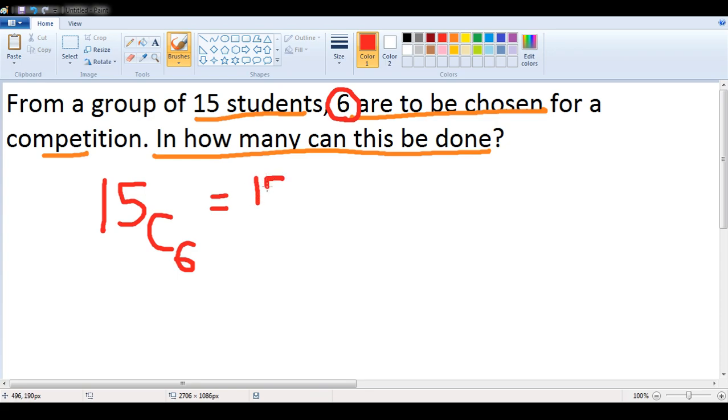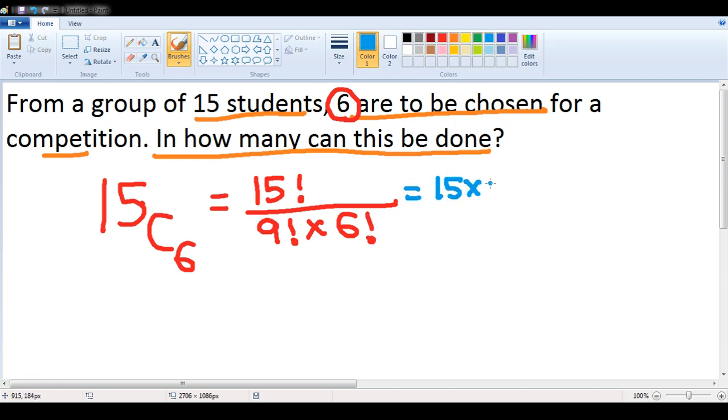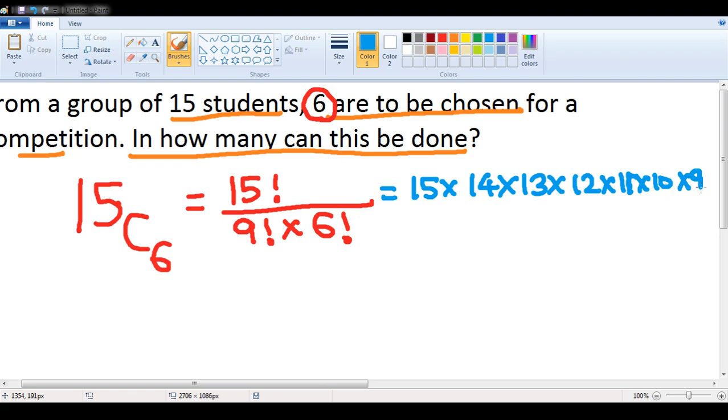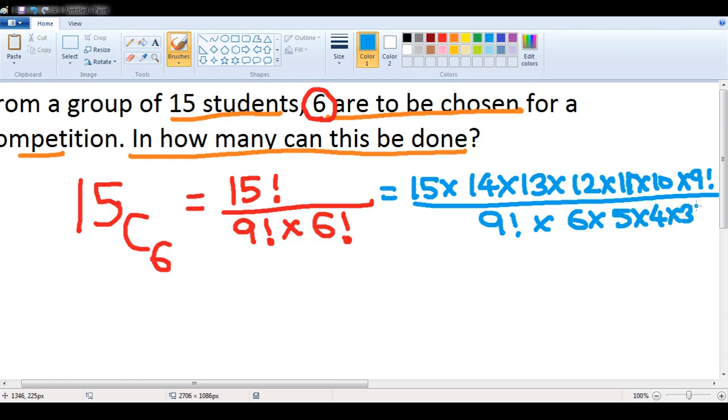Now see here, let me write it once. 15C6: nCr is n factorial divided by (n minus r) factorial into r factorial. 15 minus 6 is 9 factorial, into r factorial, which is 6 factorial. Now see here, let us understand something from this calculation. It is 15 into 14 into 13 into 12 into 11 into 10 into, next comes the 9 factorial. I will stop at this point and I will divide by 9 factorial into 6 factorial, which is 6 into 5 into 4 into 3 into 2.